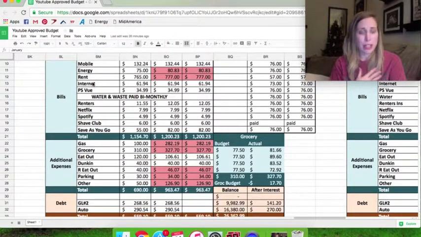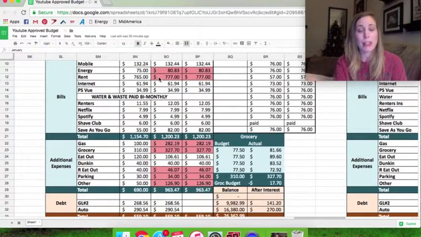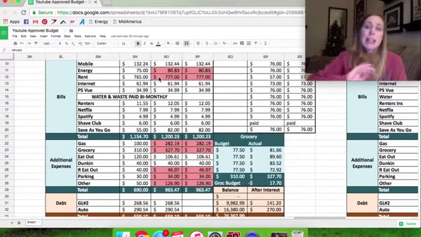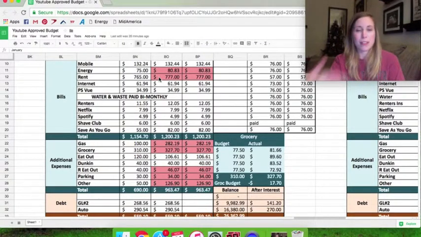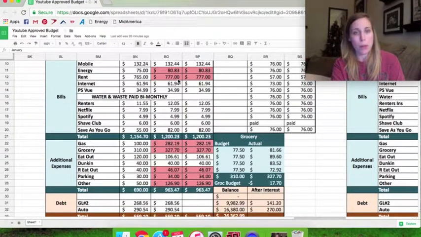If we continue to go down, we have our rent for the month. Our rent this month was $765, although we did go slightly over just because I included a repair that we made into the rent for the month because it was something we did on our actual place. If the renters that we rent from decide to reimburse us for that, I'll take it from next month's, but I did want to make sure that it was actually included within the rent so I knew where it was.